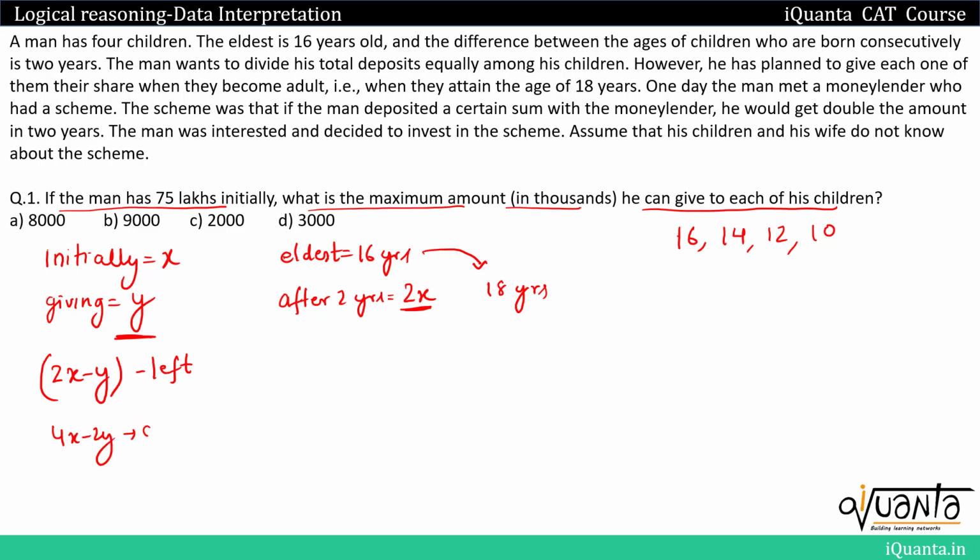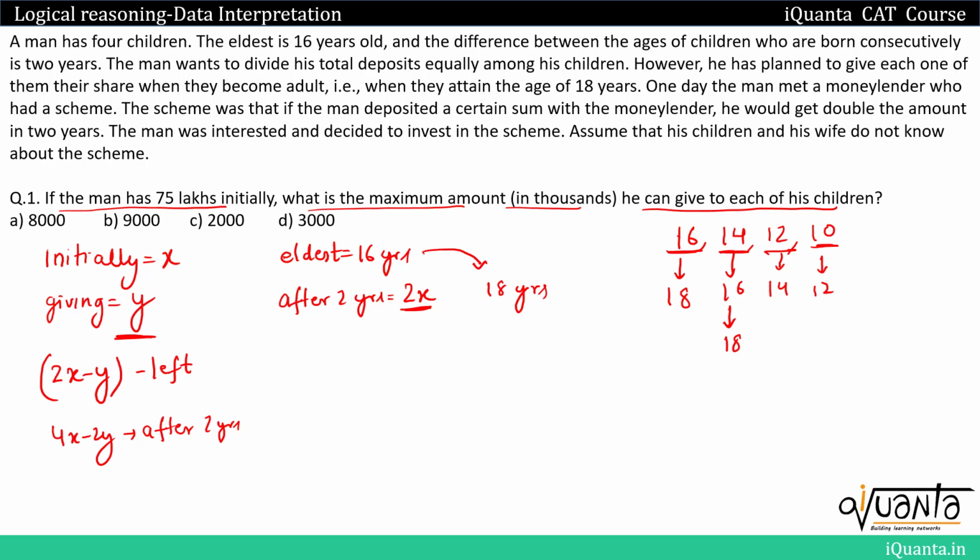This will be the money after 2 years, and after next 2 years what will happen? See, initially this child was 16 years old. When he became 18 years old, his money was given. During the same 2 years, this 14-year child became 16 years old, this 12-year-old child became 14 years old, and this 10-year-old child became 12 years old. Now after another 2 years, this 16-year-old child will become 18 years old. So now it's time to give away his share of money.